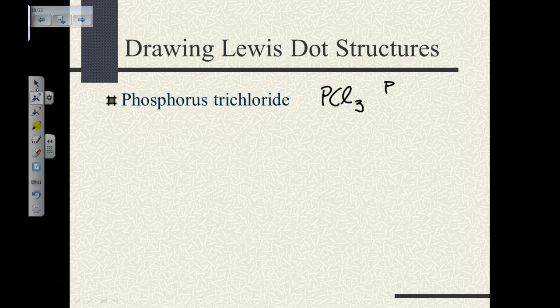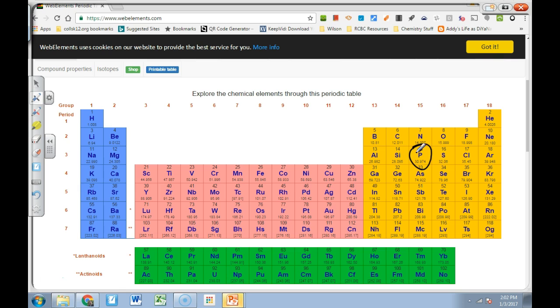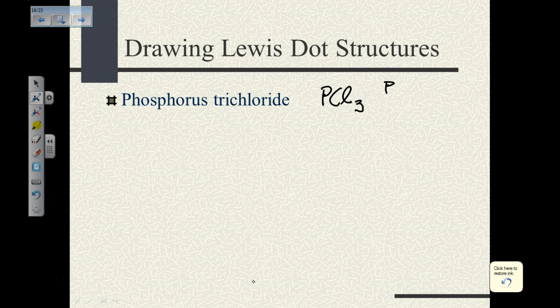Okay, so the first step is to count valence electrons. Phosphorus is here. It has 5 valence electrons, and chlorine has 7. I know that because of the second number in the group there. So phosphorus has 5 electrons, and chlorine has 7, and there's 3 of them, so that's 21. Okay, so that's a total of 26 electrons.